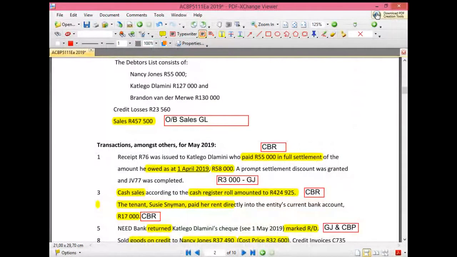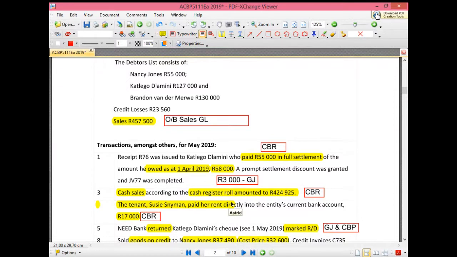Okay, so that is the first transaction. It had 2 components, the actual receipt and the settlement discount. Then if we go to the 3rd of May, we had a cash sale. Now we say if it's cash sales, it goes to your cash book receipts. It does not go to your debtors journal. And the cash register roll is 424,000.